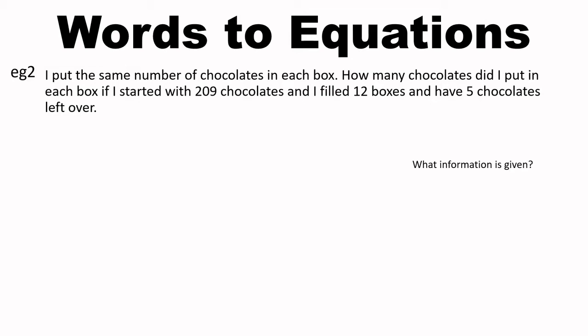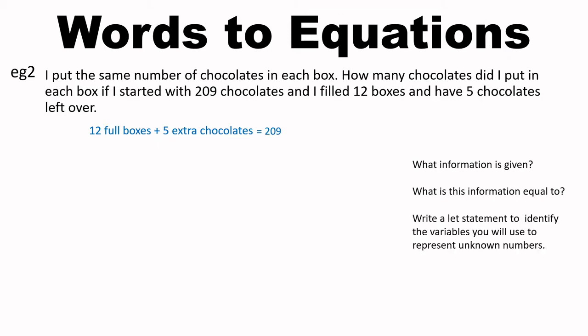Let's first think about what information was given. I'm told about some number of chocolates. There are 12 full boxes of chocolates and 5 extra chocolates. What was this information equal to? Let's read that question again. I put the same number of chocolates in each box. How many chocolates did I put in each box if I started out with 209 chocolates? So these 12 full boxes plus the 5 extra chocolates must add up to the 209 chocolates I started with.